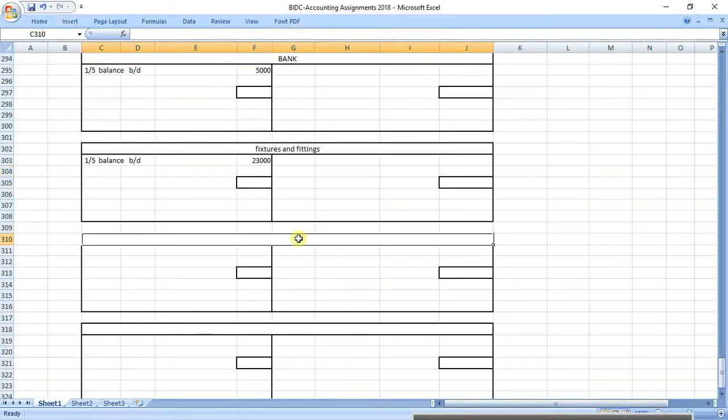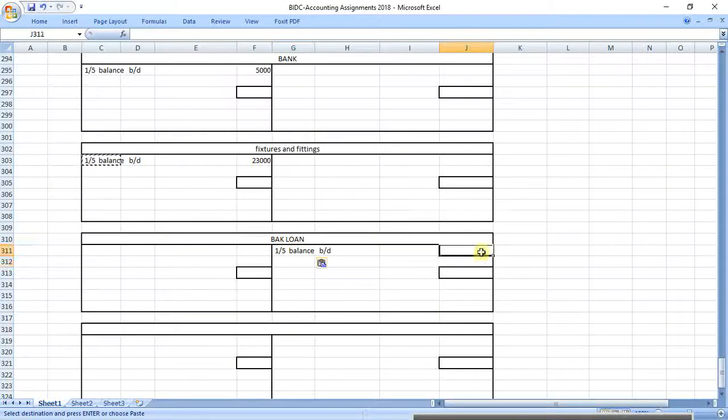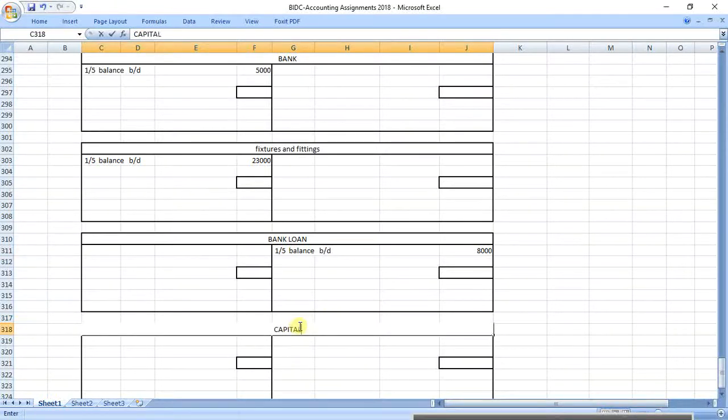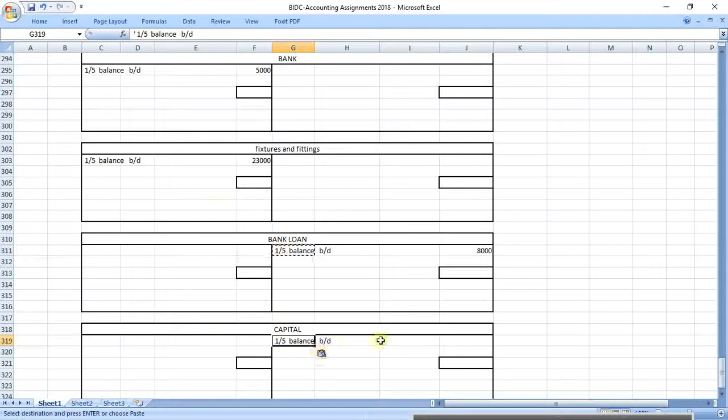Then there's bank loan. What type of account? Liability. Good, so credit balance and amount, 8,000. Okay, last one. What else did we have? It's capital. Capital is easy. Capital will be credited, and with the balance, 20,000. Right, so now we've gotten some easy marks just to start off. We've covered the first day's notes.